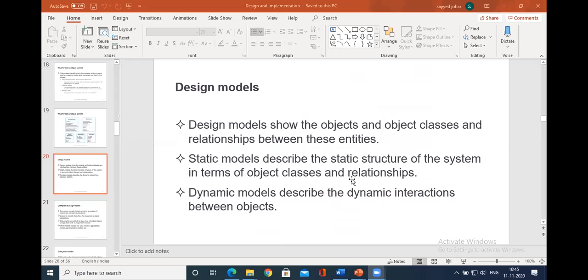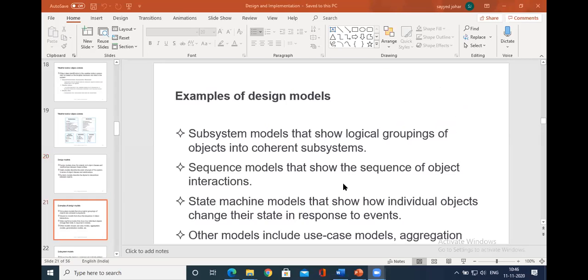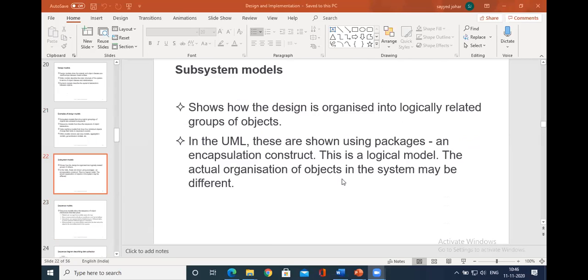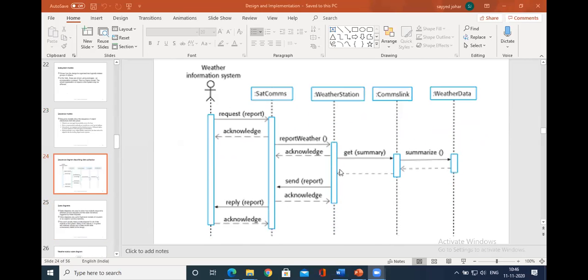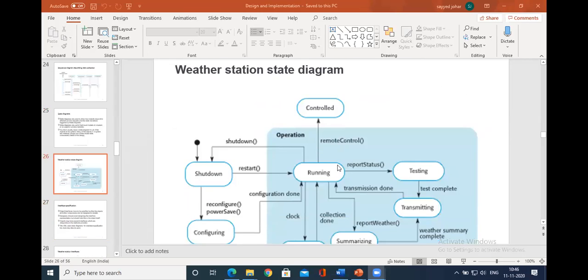So, design models. In design models, we have two types of models, structural and dynamic. Again, in design models, we use sequence diagrams to represent the process of a design, and also state diagrams. Okay, so I'll just show once again what the design models are. Design models ultimately consist of sequence diagrams and state diagrams.